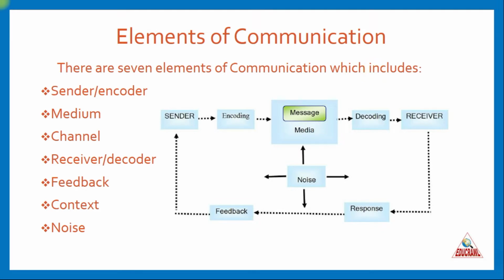There are 7 elements of communication, which include the sender, the encoder. The encoder is a device which converts the analog signal to the binary signal which the machine can understand. Next you have the medium or channel. Finally you have the receiver and the decoder, which is a device which converts the binary signals into analog signals. Finally we have the feedback, the context which is communicated, and finally the noise level produced during the communication. These are the elements of communication.